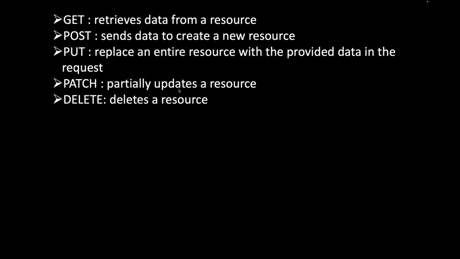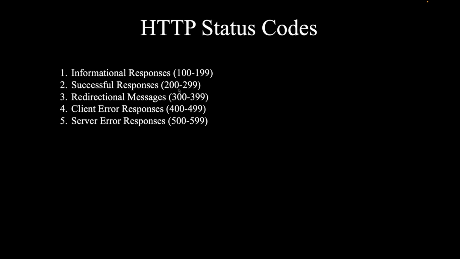And then a PUT, we use the PUT to replace an entire resource with the provided data in the request, right? So if you want to replace a resource that is already on the database, it's best to use a PUT method. But if you want to partially update a resource, you use a PATCH method. So a PATCH is more of you are adding a patch to a resource that's already there on the database. And then if you want to delete a resource on the database, we'll be using the DELETE HTTP method, right?